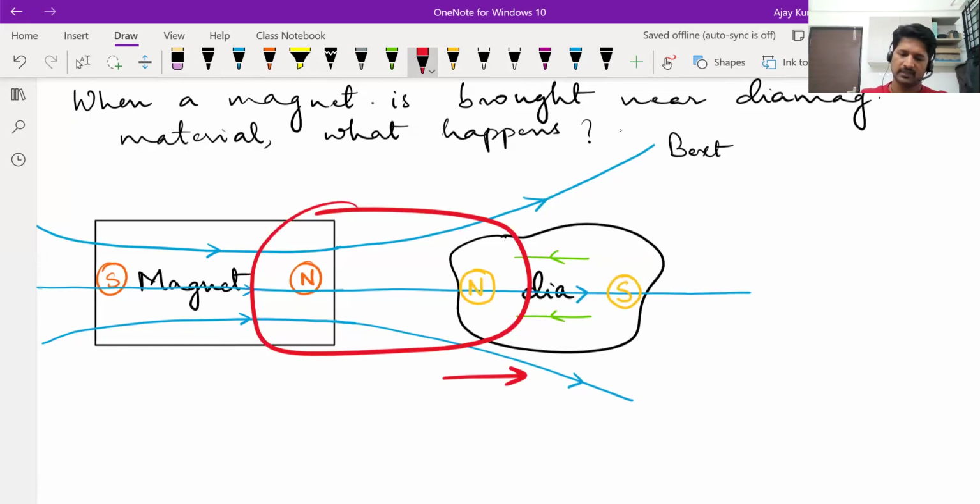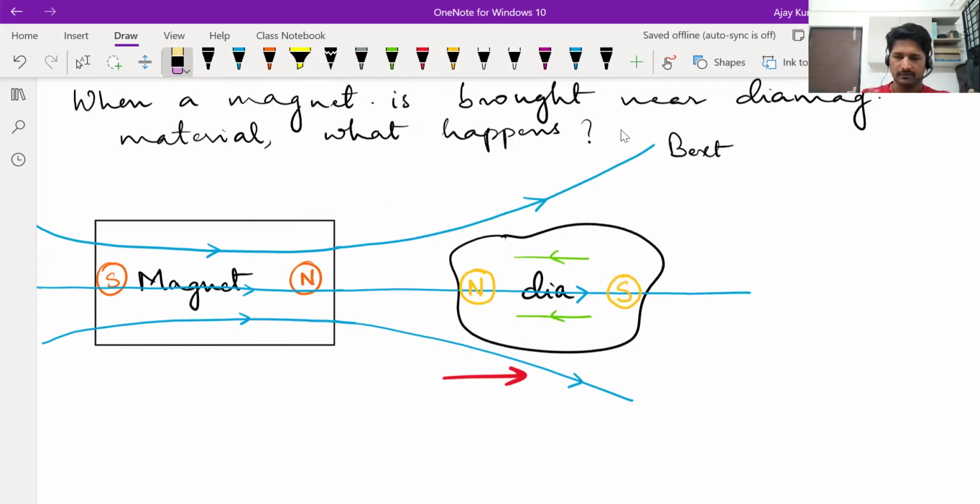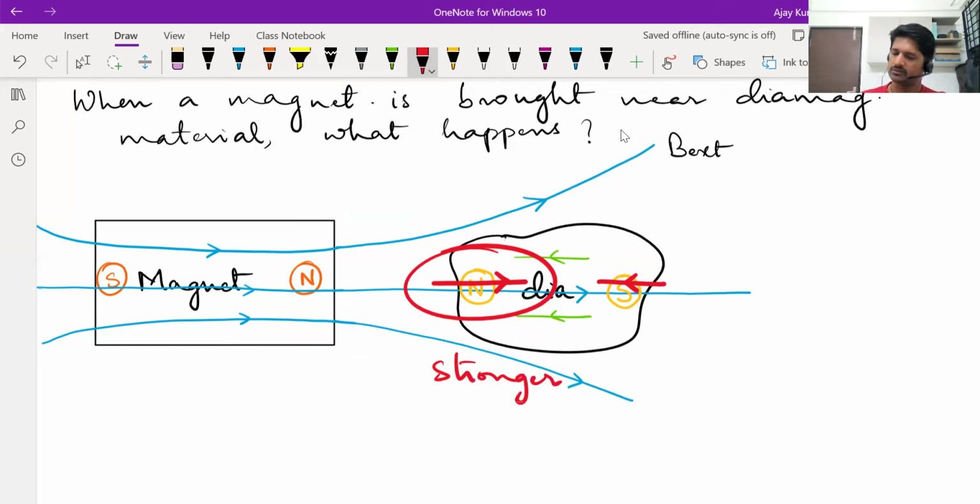Of course, you think in terms of field lines. Field lines are to the right. North pole is like positive charge. Positive charge experiences a force in the same direction as the field. So the north pole experiences a force to the right like this. South pole is like negative charge. Negative charge experiences a force opposite to the field. So on the south pole, there will be a force like this, but this will be stronger. Why? Because it is closer to the magnet. So effectively, the net force will be a repulsive force.